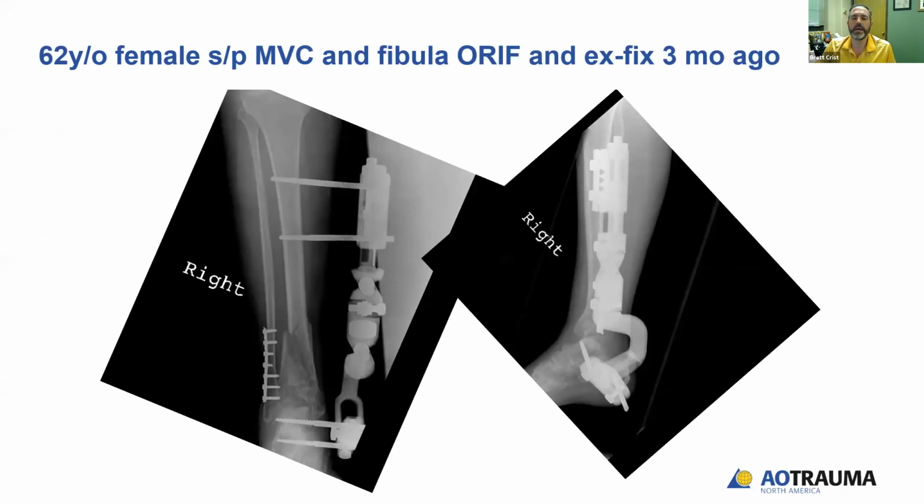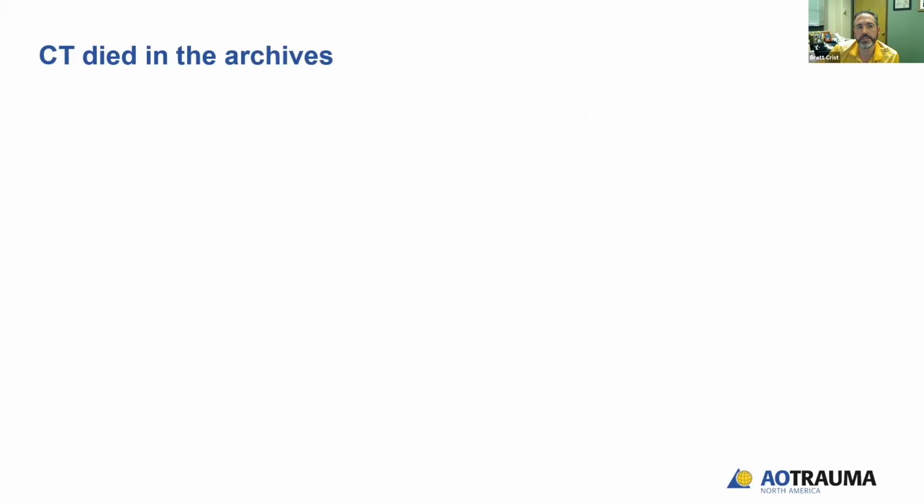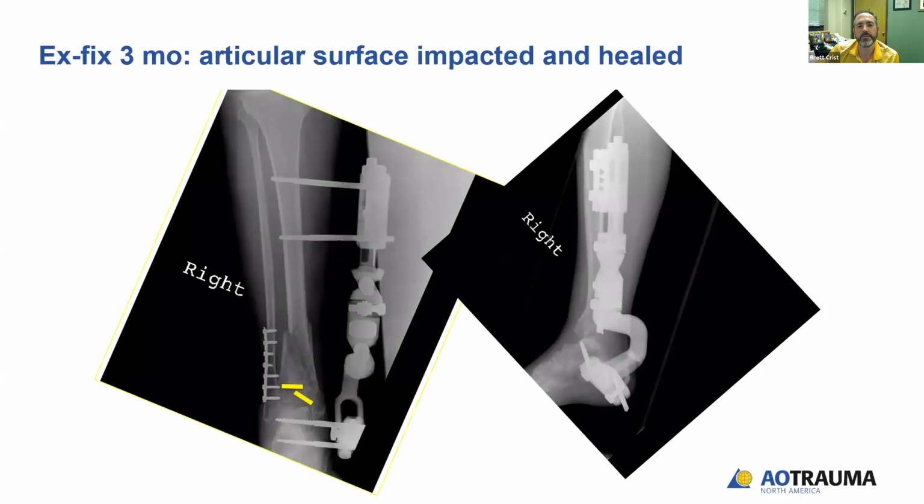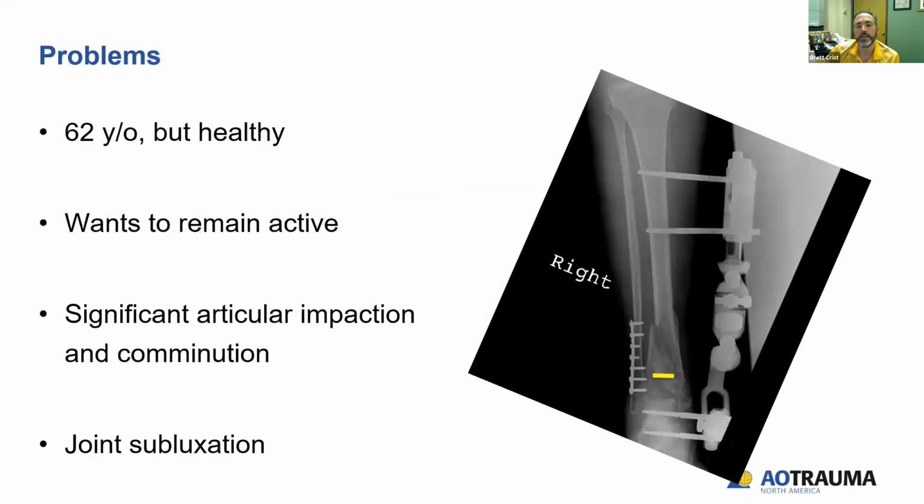So this is a lady that presented to me 3 months after this medial X-fix was applied and fibula plated. The challenge with this one is that I can't show you her CT scan because this was about 2007 and I couldn't get the films back, but the 2 yellow lines represent a lot of her anterior plafond, so significant impaction. And on the lateral view, she's subluxated anteriorly. Usually that is the harbinger of sorrow for pilons.